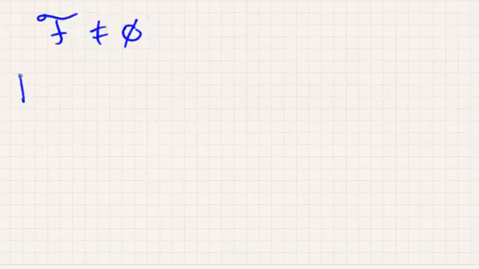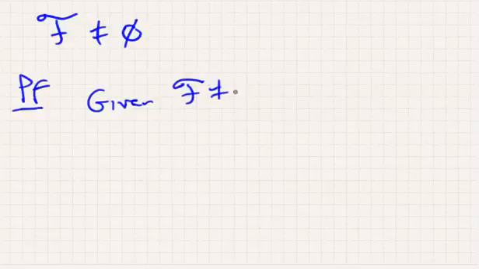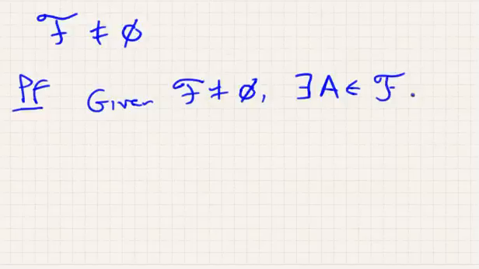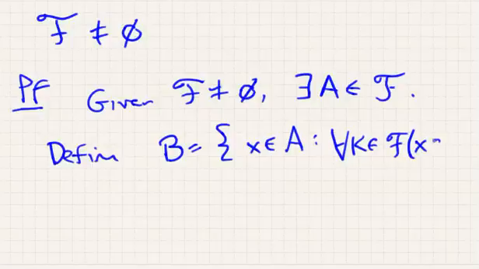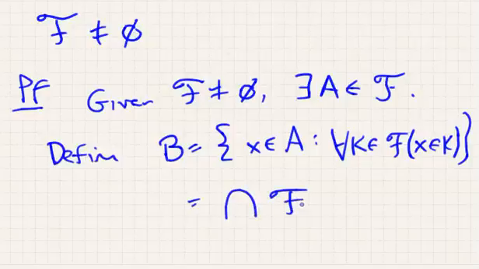Okay, so proof: given F non-empty, that means by definition there exists an A in F. By comprehension, define B to be the set of all things X in A such that for all K in F, X is in K. And this is going to be equal to what the intersection of F is.